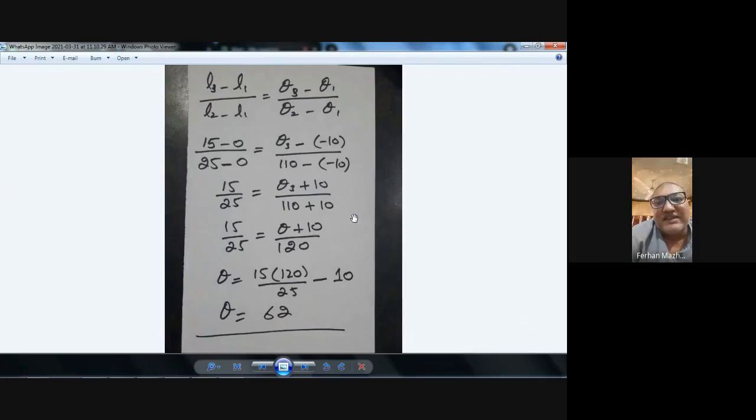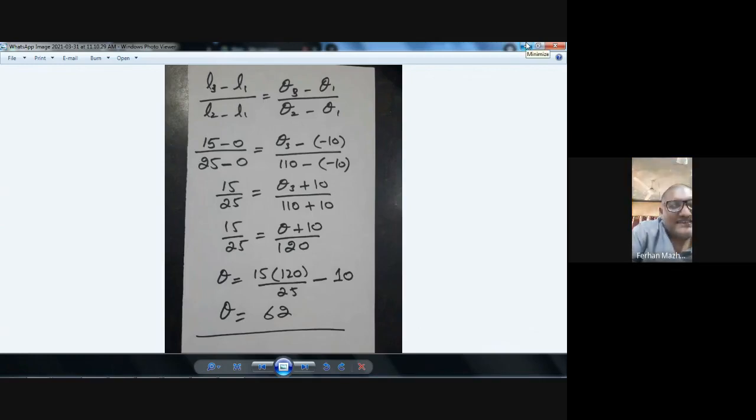And I make the theta alone. This 120 will go on the other side. It will multiply with 15. So you will have 15 multiply 120 divided by 25, and this plus 10 will go on the other side and it will subtract. So just enter these values in the calculator. The final answer will be 62. It's a very, very important numerical.